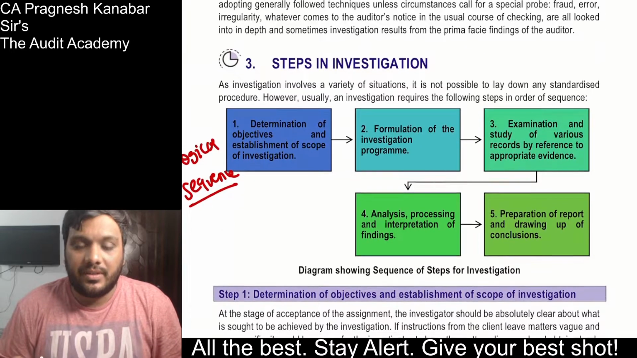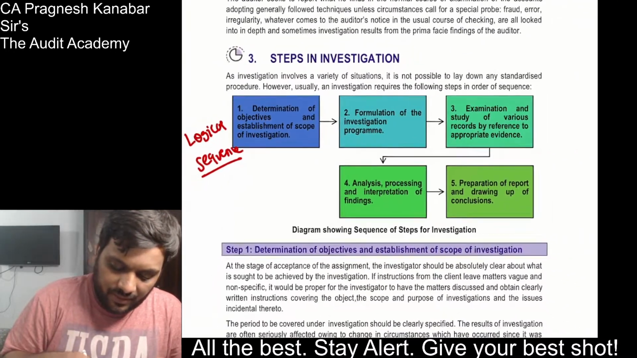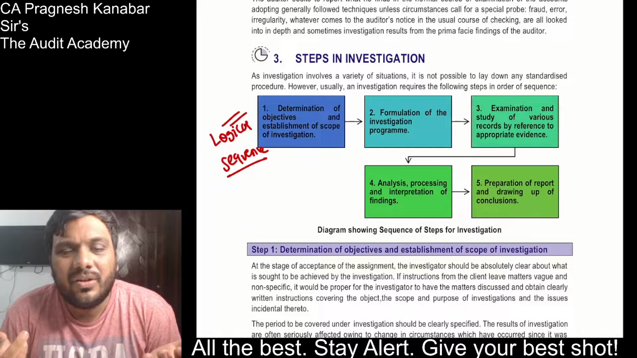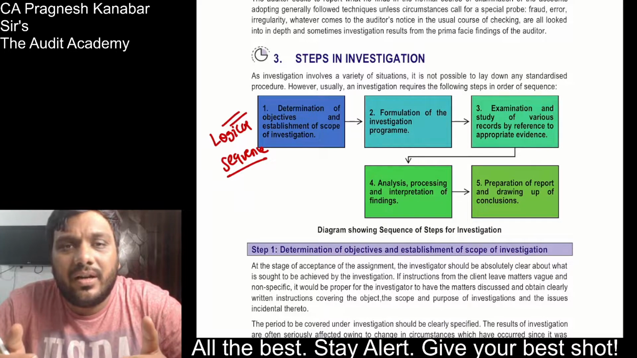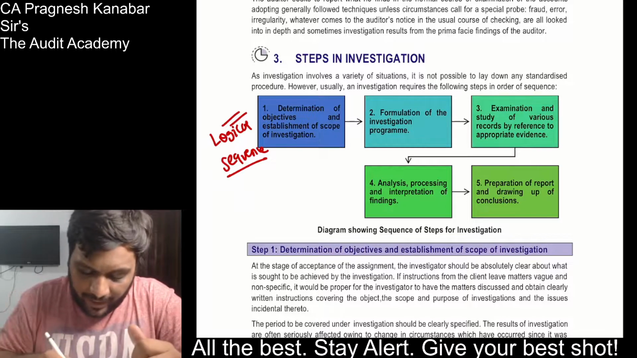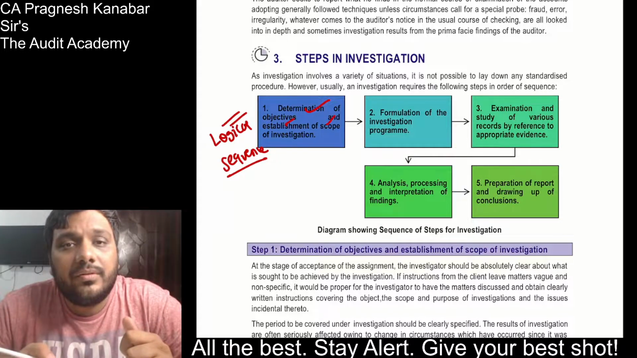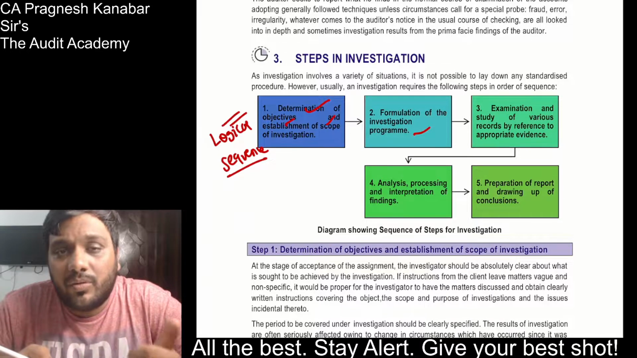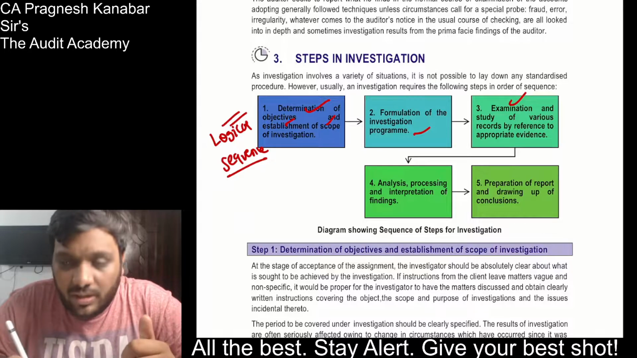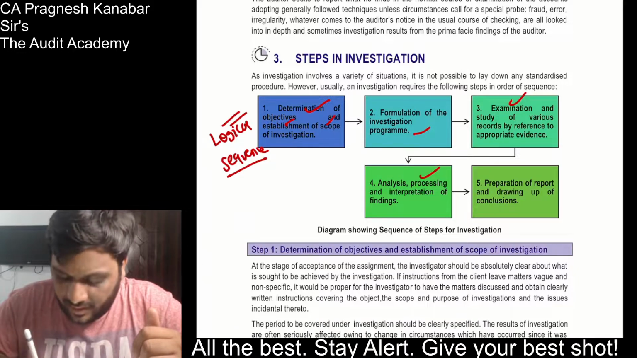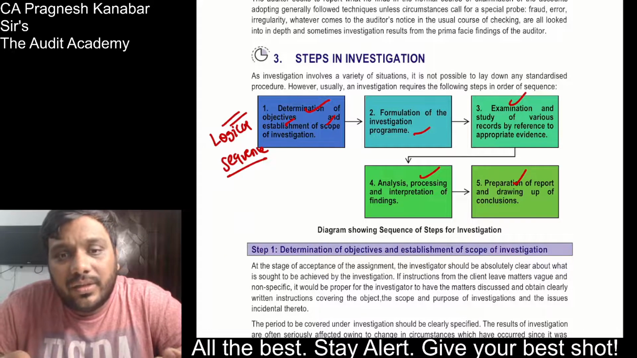Now, steps in investigation, as you see over here. It is a pure logical sequence. What will be the steps when you are going to conduct an investigation? First you need to understand the entity and develop your plan. You should be very clear about your objective and scope. Then accordingly you will develop your plan and program, and then you will conduct an examination, get evidence, analyze that evidence, and prepare a report. That's it. Those are the steps.